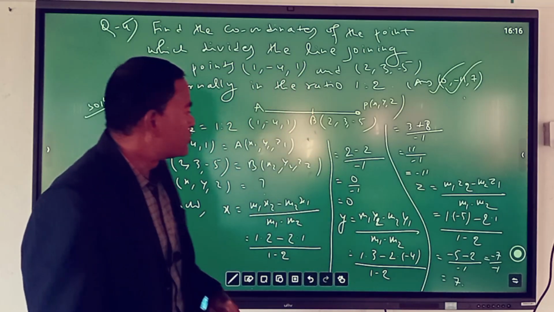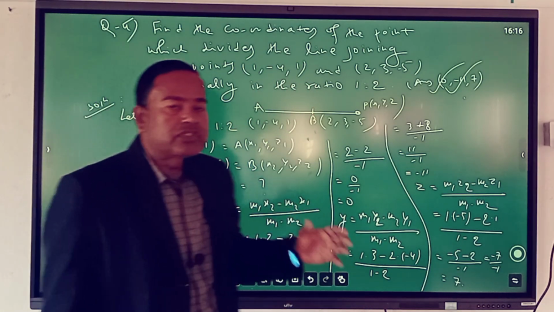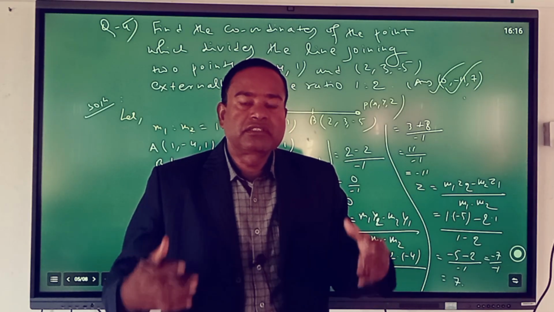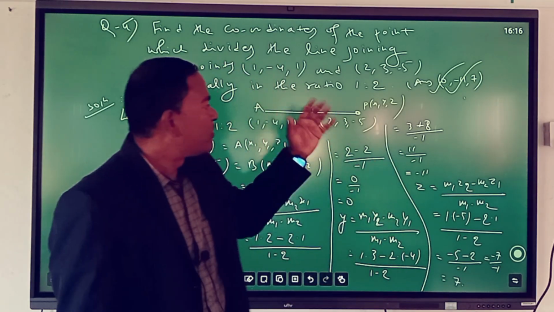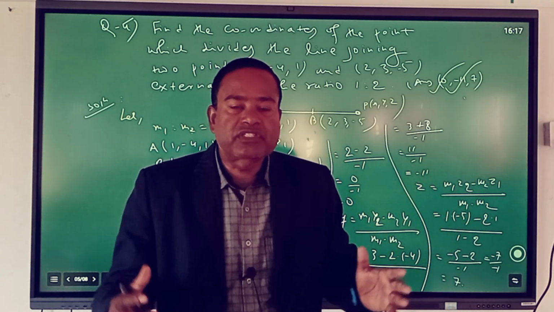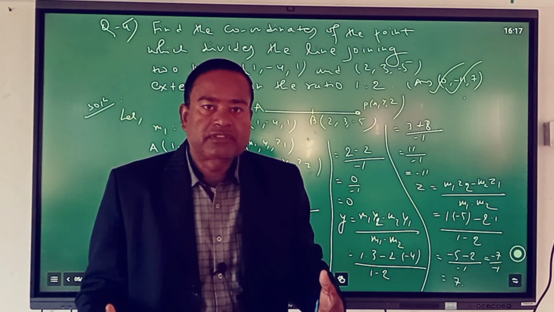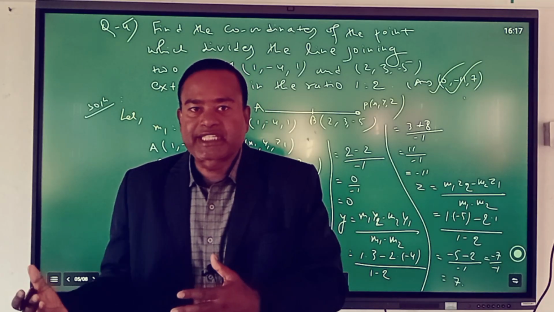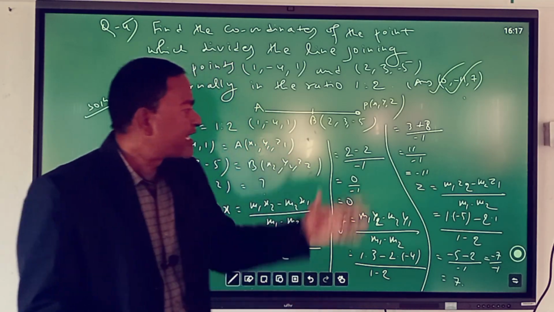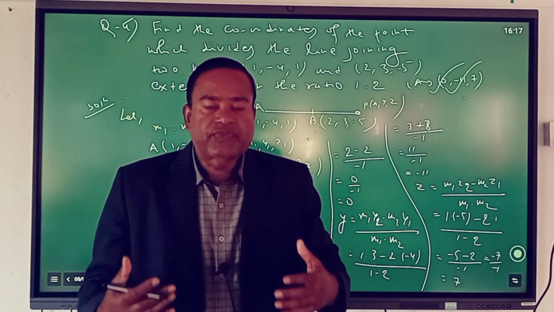So dear student, I hope that you have understood how to find the point which divides the line joining any two points in space externally in a given ratio by using the section formula for external division. Now next we move to the next question.